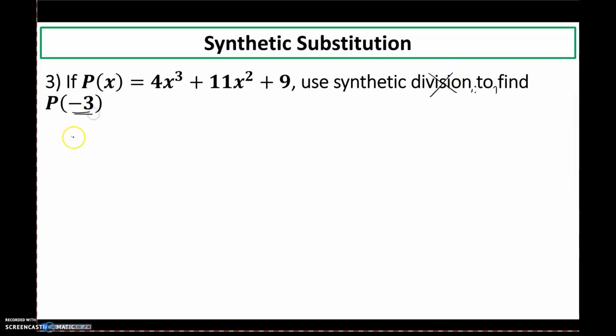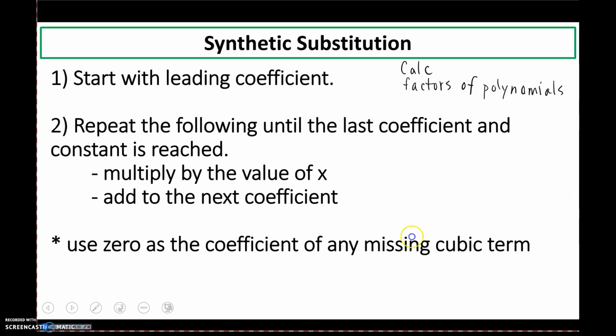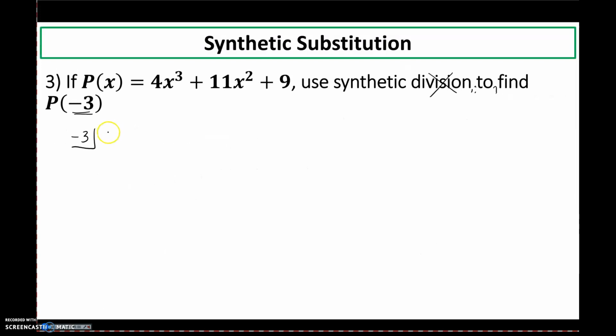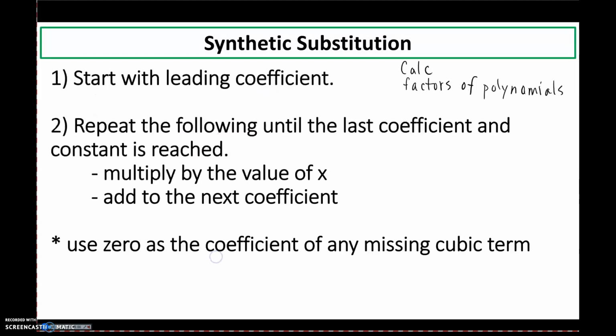So this is my value of x. So I put this in a little box, and this should look vaguely familiar from last year. Start with my lead coefficient. So that's my x cubed coefficient. That's my x squared coefficient. Notice that I don't have an x term, so I need to put a placeholder of a 0, and then 9 is my constant term. Okay, so look, start with the lead coefficient. Repeat the following until the last coefficient and constant is reached. Use 0 as a coefficient of any missing term.